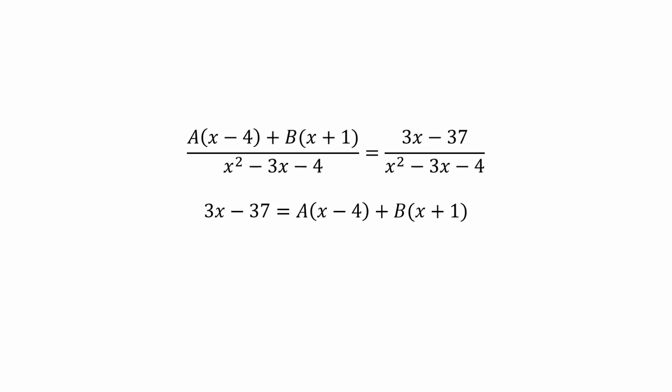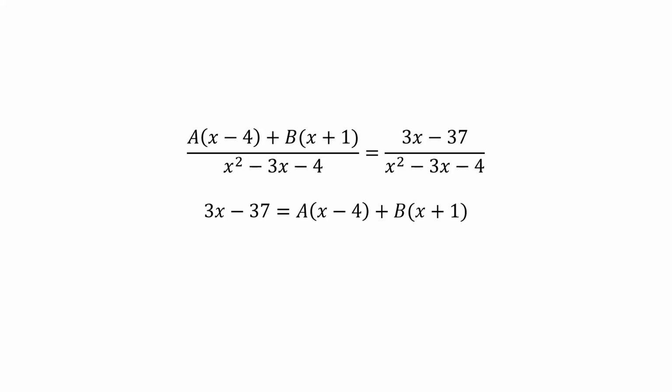That ends up looking something like this, and you'll notice that both sides of the equation are over x^2 - 3x - 4, which just allows us to cancel them out, leaving us with just the numerator terms. 3x - 37 equals A times (x - 4) plus B times (x + 1).